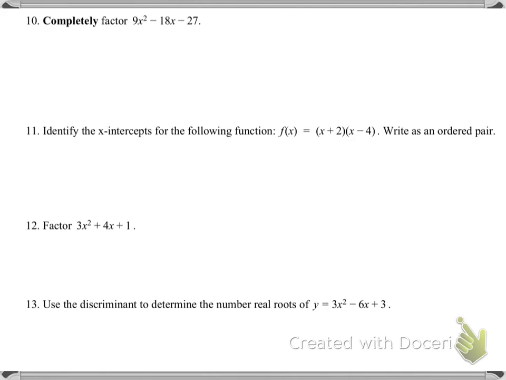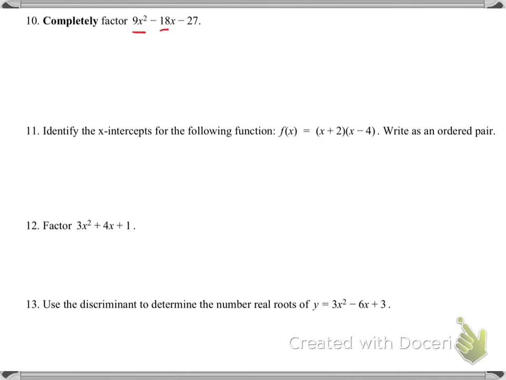On number 10, I need to factor out my greatest common factor first. I'm seeing that all three of these numbers are divisible by 9. So I'm going to divide them all by 9 and put my 9 out in front of my parentheses. What's left over is x squared minus 2x minus 3.